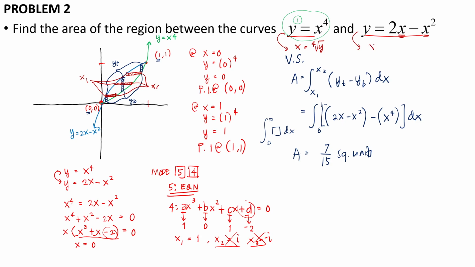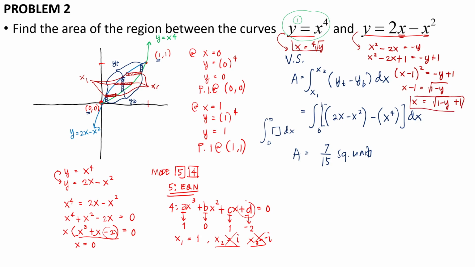So let's try. We have x squared minus 2x, and then negative y. Completing the square, we add 1 to both sides: x minus 1 squared equals negative y plus 1. Notice that this is the vertex, (1, 1). So we now have x minus 1 equals the square root of 1 minus y, and x equals the square root of 1 minus y plus 1. This one is our x left, and this one is x right.